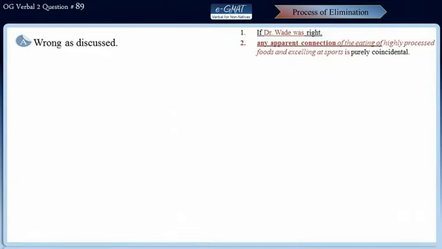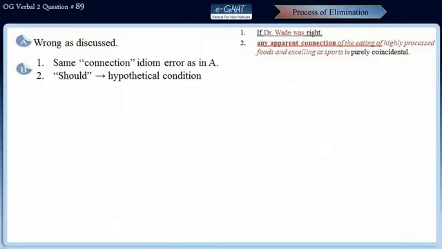Well, choice A certainly does not, as we discussed just now. Choice B is also not correct. Firstly, because it repeats the same connection idiom error as we saw in choice A. And also, this construction is unnecessarily wordy. Should communicates a hypothetical sense, which is not the intended meaning here. So these two errors make choice B incorrect.